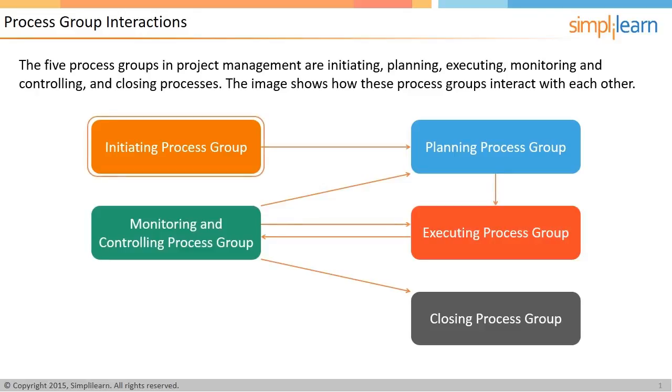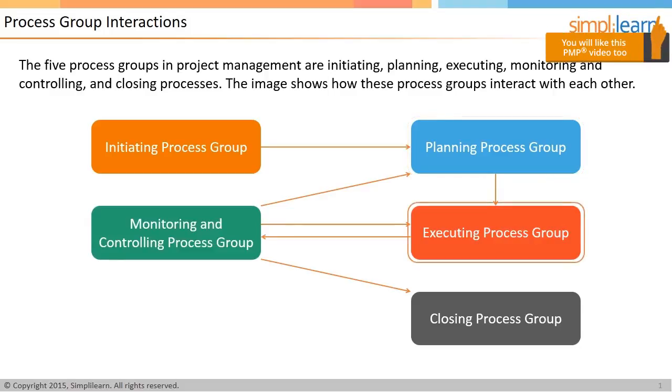The initiating processes occur only once during a project or phase within a project, at the beginning, whereas the closing processes occur only once towards the end. However, planning, executing, and monitoring and controlling processes are repeated several times during a project. The planning processes take information from the initiating processes and help to prepare an initial baseline version of the plan. As the team starts execution, they understand the ground realities better. The deliverables produced and the data of the progress are fed into the monitoring and controlling process group.